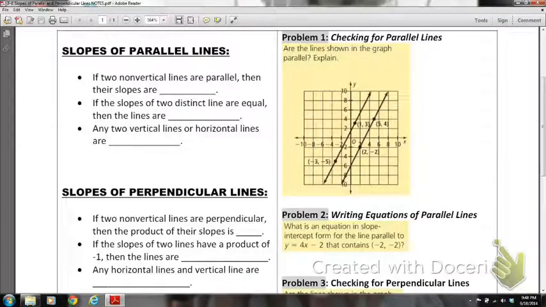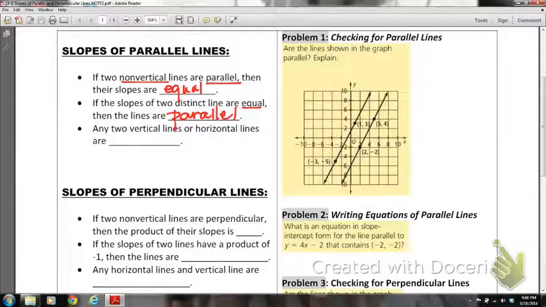On the left side, it indicates that if two non-vertical lines are parallel, then their slopes are equal. In the next statement, we can make a statement of the converse of that statement and say that if the slopes of two distinct lines are equal, then those lines are going to be parallel. So the converse of that statement is also true.